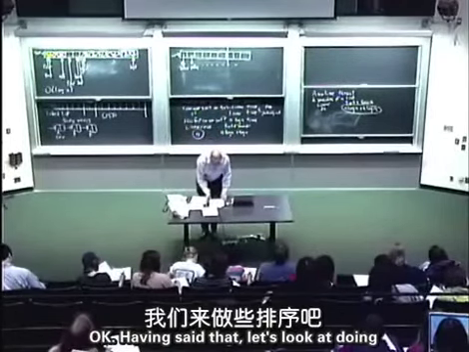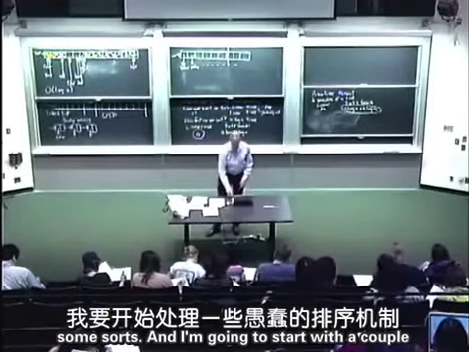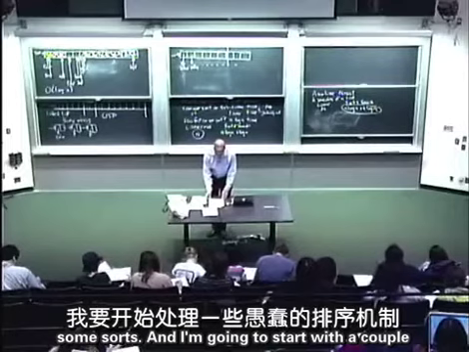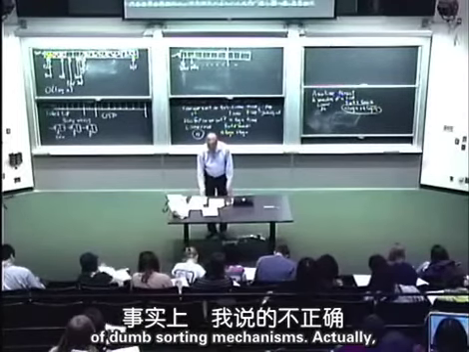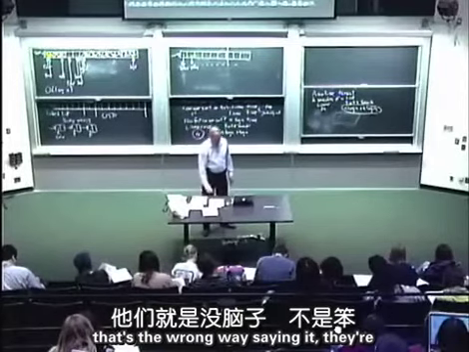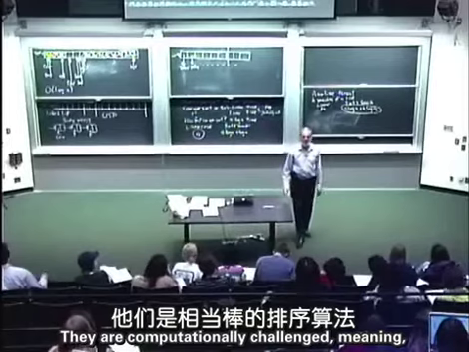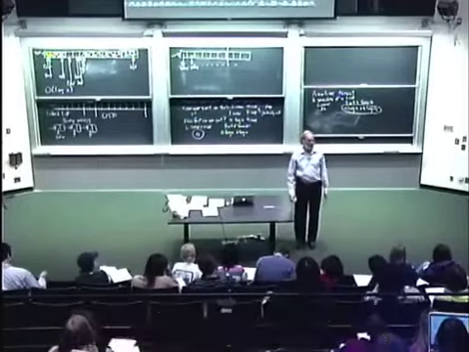Okay. Having said that, let's look at doing some sorts. And I'm going to start with a couple of dumb sorting mechanisms. Actually, it's the wrong way of saying it. They're simply brain damaged. They're not dumb, okay? Or computationally challenged, meaning the time they were invented, they were perfectly good sorting algorithms. There are better ones. We're going to see a much better one next time around.